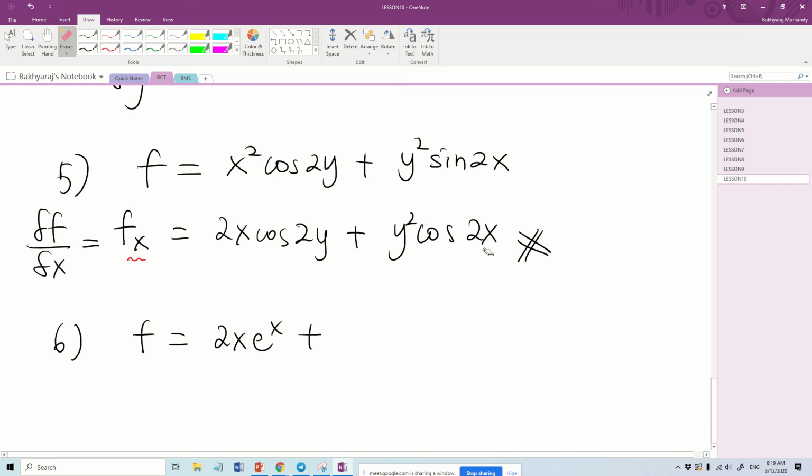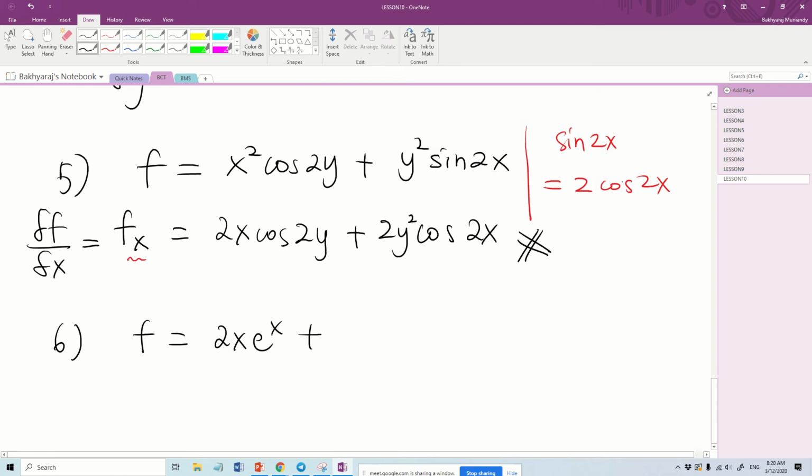Cos 2x. The answer is 2y squared cos 2x. Yes, that's right. Suppose here there is a 2. I forgot too. Thank you so much for reminding me. Right, sine 2x when you differentiate gives 2 cos 2x. Correct. It's actually 2y squared cos 2x.